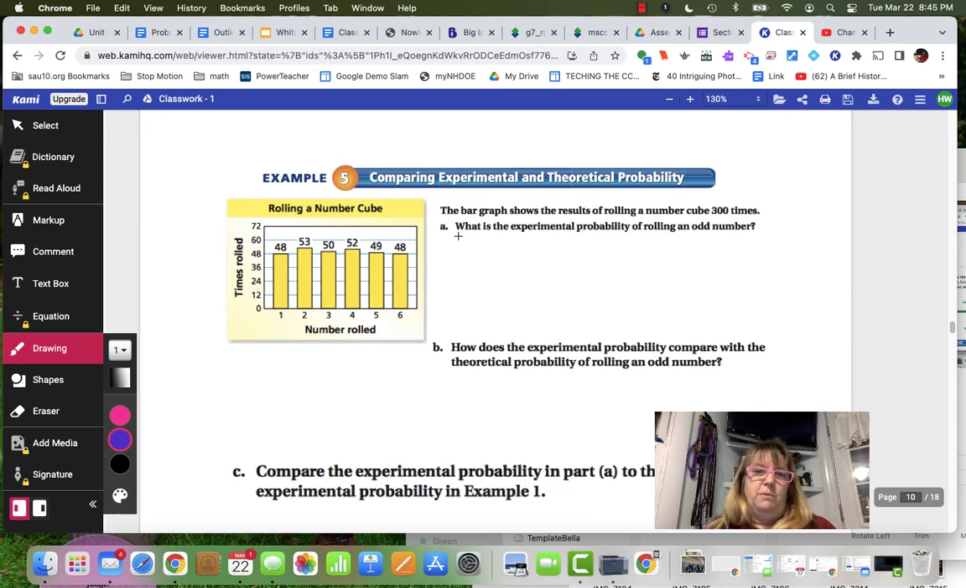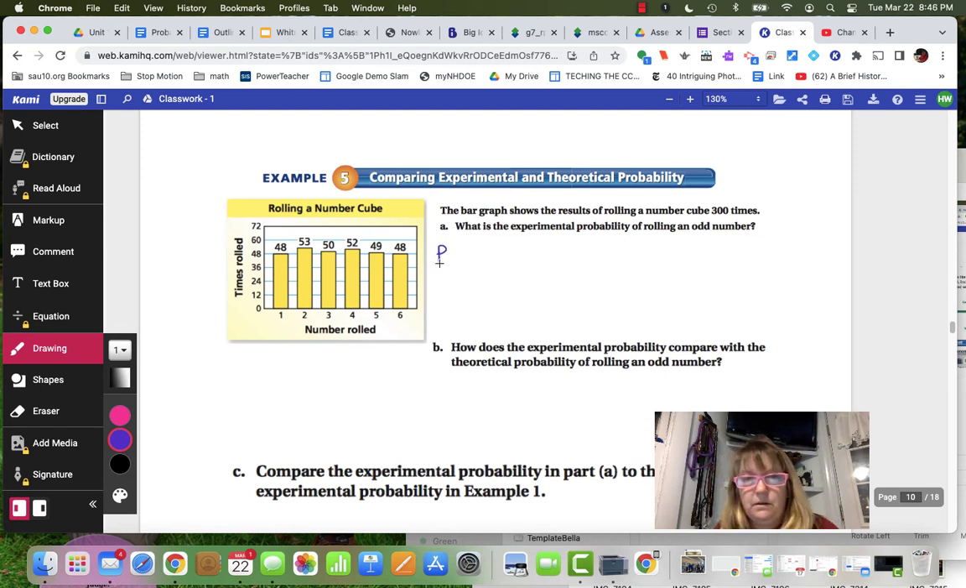So rolling a number cube, and this time they rolled it 300 times. So it's a lot more than our 30 times before. So the graph shows rolling the number cube 300 times. So what's the experimental probability of rolling an odd number? So experimental means I actually did it, so I'm going to use the chart.